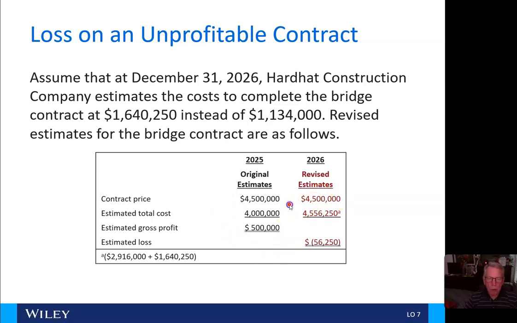Here was our original estimate, and then here our revised estimate, resulting in an estimated loss of $56,250. And we get this estimated total cost by taking the $2,916,000 plus the cost to complete of $1,640,250.